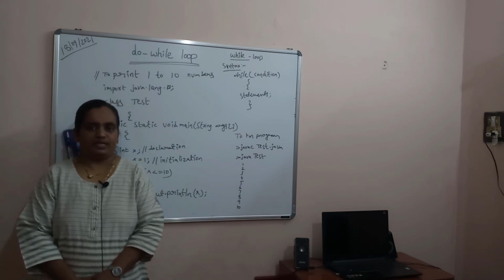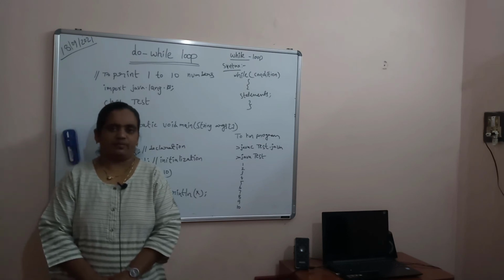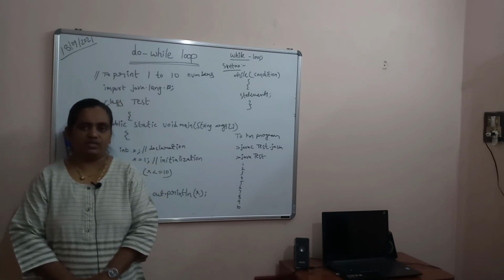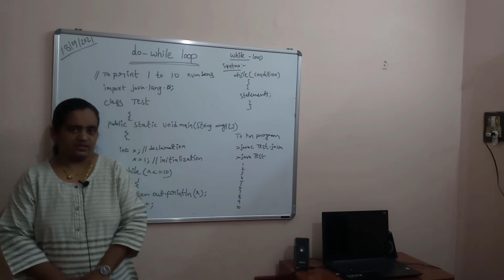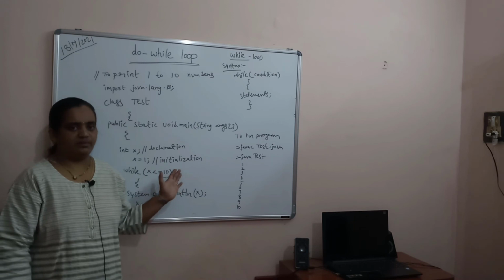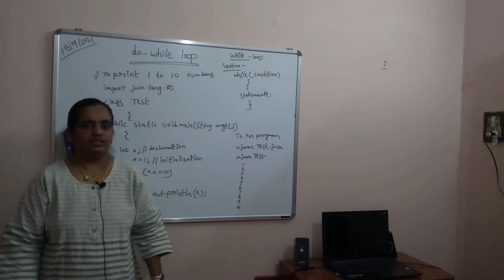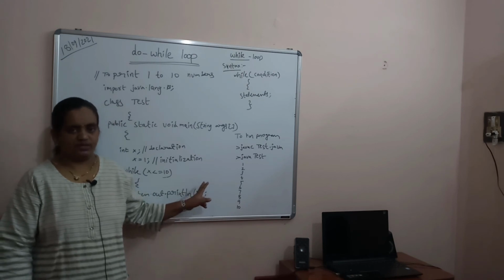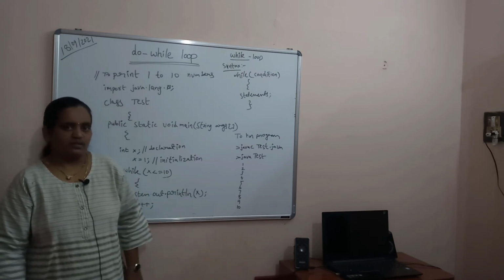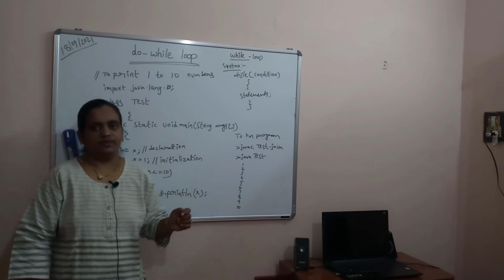The while loop is better than the do while loop because from the first step onwards it checks the condition and controls the statement. Coming to the do while loop, that does not happen from the first step onwards. Which one is efficient? The while loop is more efficient compared to the do while loop.